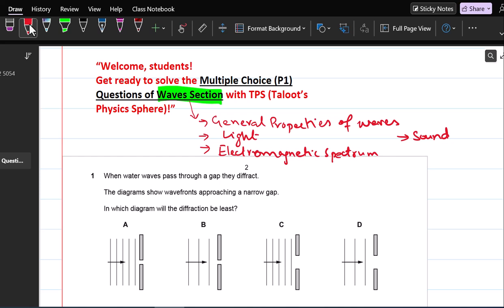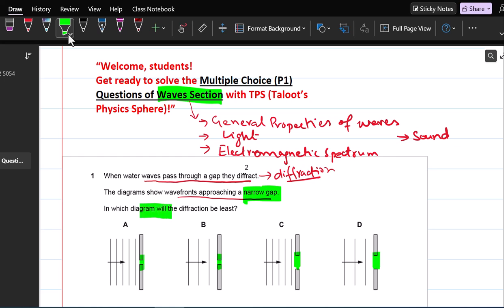So the very first question is, when water waves pass through a gap, they diffract. Means the diffraction process is going to occur. The diagram shows wavefronts approaching a narrow gap. So an obstacle is there and having a narrow gap. Here we have a gap and here we have a gap. In which diagram will the diffraction be least?